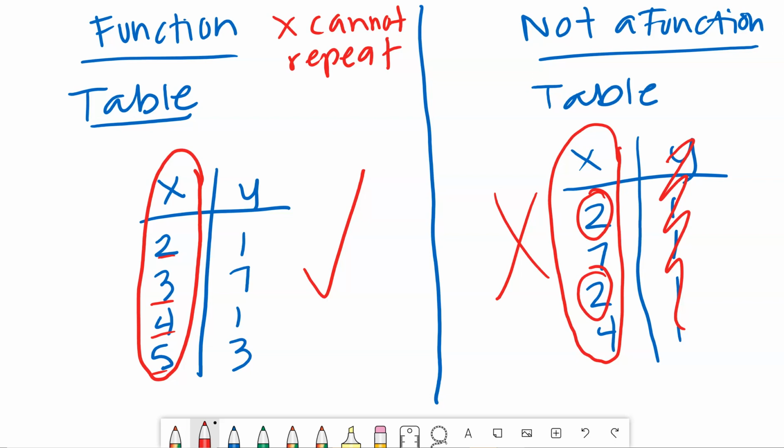All right, so let's look at the next example. Let me clear my canvas again.